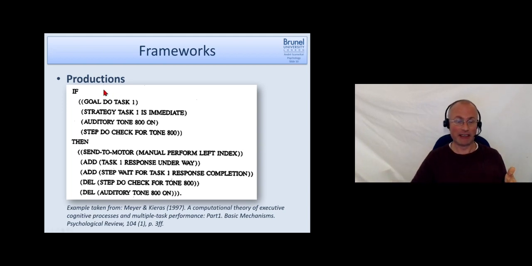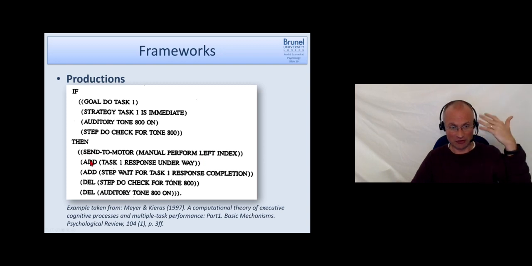In this example, if my goal is to do task 1, and if my strategy is to do task 1 immediately, and I hear an auditory tone, because task 1 is a beep task, high-pitched or low-pitched beep, high-pitched beep one key, low-pitched beep the other key, of 800 Hertz is on, so I'm hearing that. And there's a step, check for tone, so I'm actually trying to listen for a tone. Then send to motor, manual, perform left index. So I should press the left index finger.